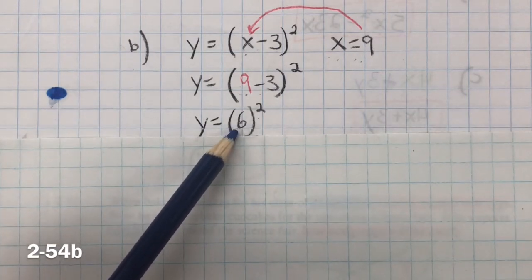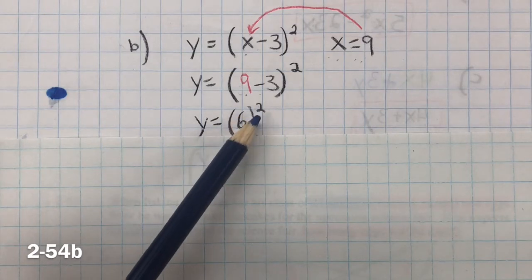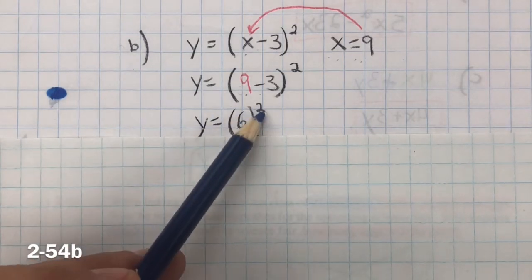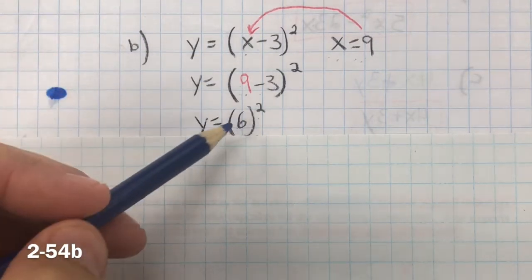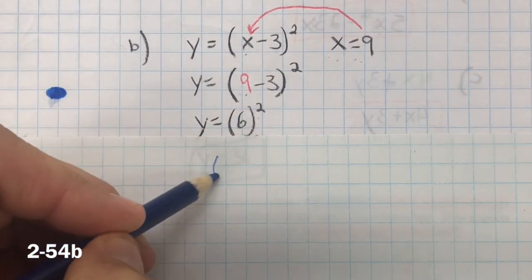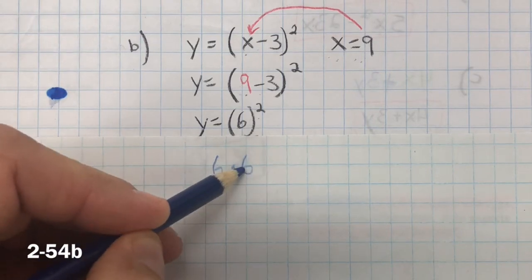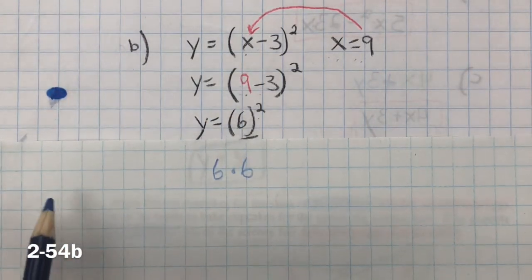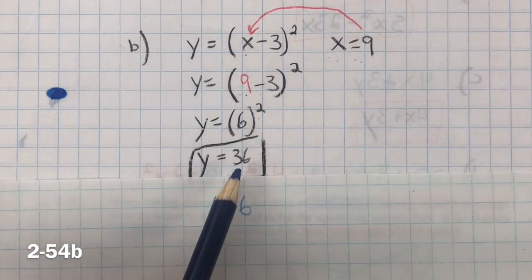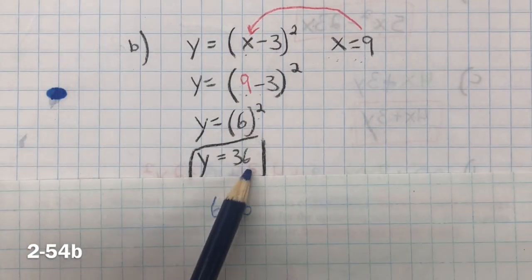Then after grouping, we have exponents. So we do have an exponent, and we have 6 squared. Remember, 6 squared is not 6 times 2. It's 6 multiplied by 6. So 6 multiplied by 6 equals 36. So y equals 36.